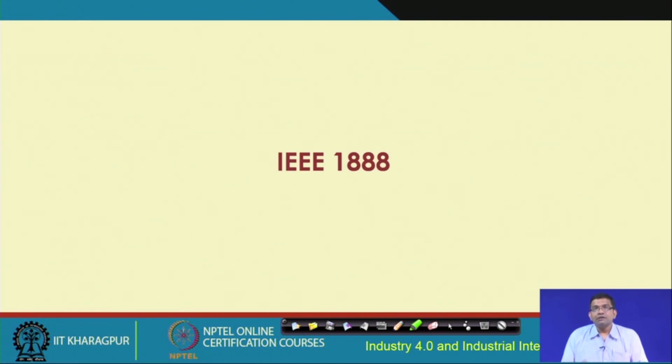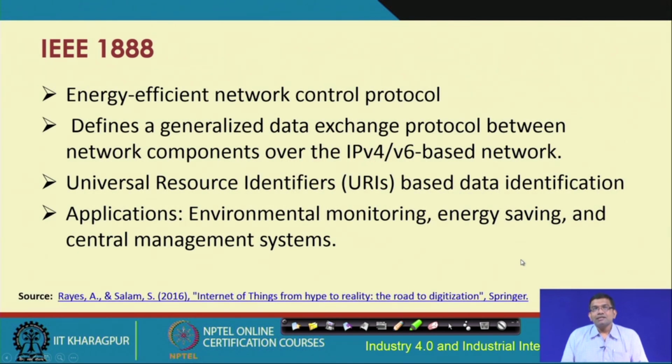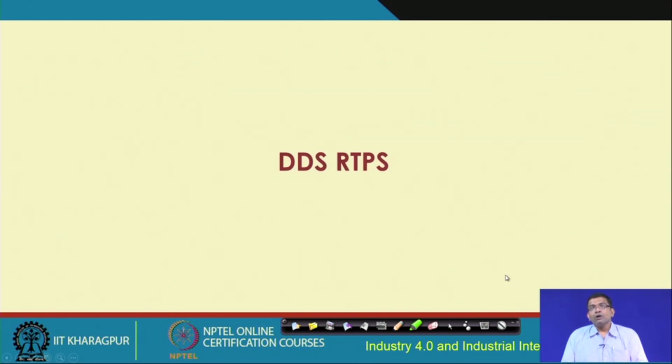IEEE 1888 is an energy efficient network control protocol, which defines a generalized data exchange protocol between the network components over IPv4 or IPv6. It talks about the use of universal resource identifiers and supports different applications for environmental monitoring, energy saving, central management systems and so on. Another protocol from a network point of view, I am just touching upon, not going into further detail, because the first few I have gone through, for others it is sufficient, I believe, if you just know what is there and overall what they do.